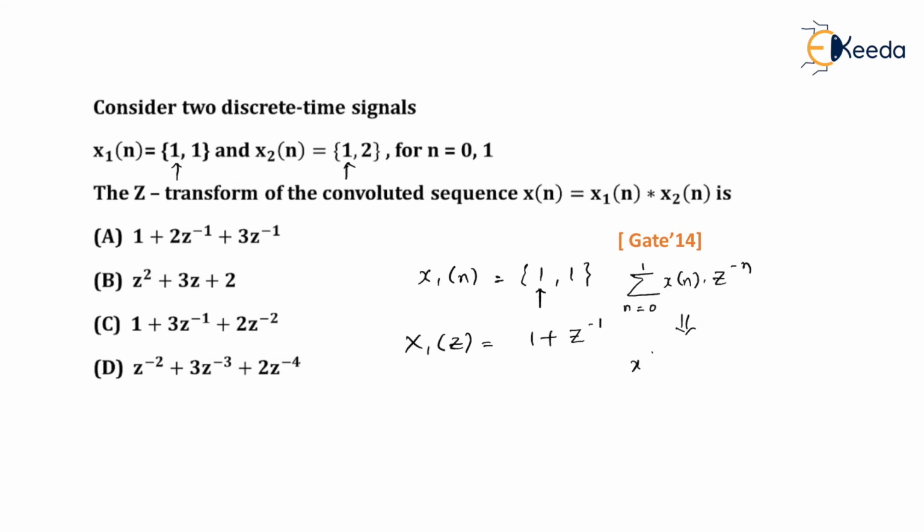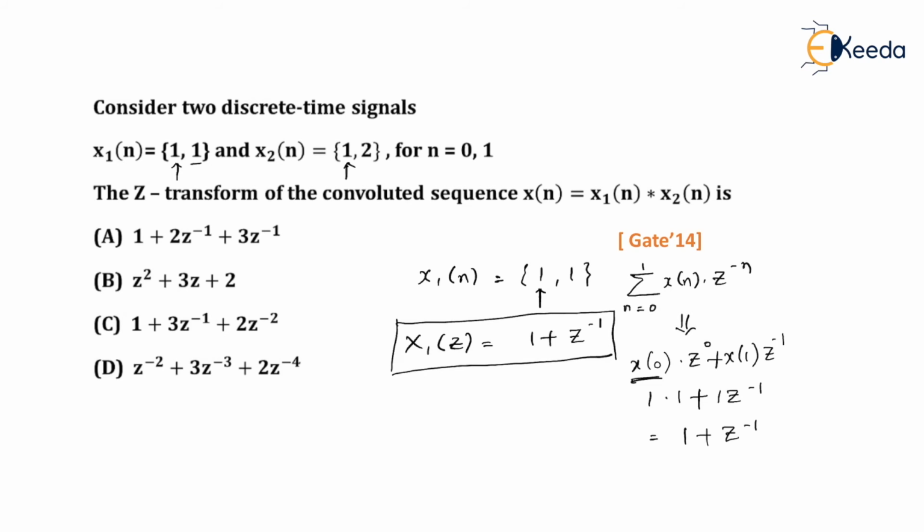So this can be expanded as x(0) z to the power 0 plus x(1) z to the power minus 1. So what is the value of x(0)? It is 1. Z to the power 0 is 1. The value of x(1) is also 1, times z inverse. Then this is equal to 1 plus z inverse. So this is what I'm saying, that X1(z) can be written directly.